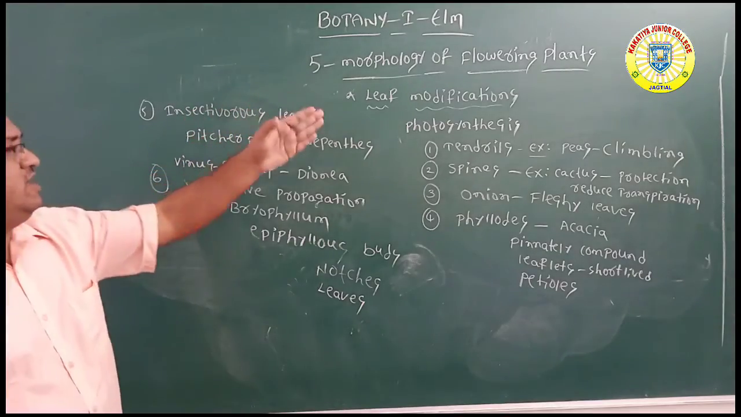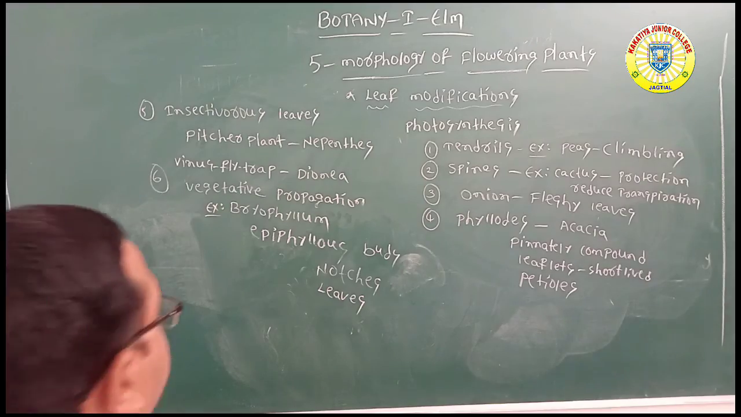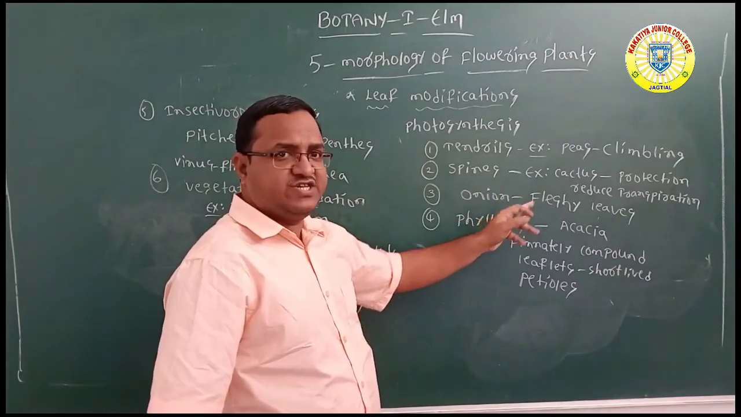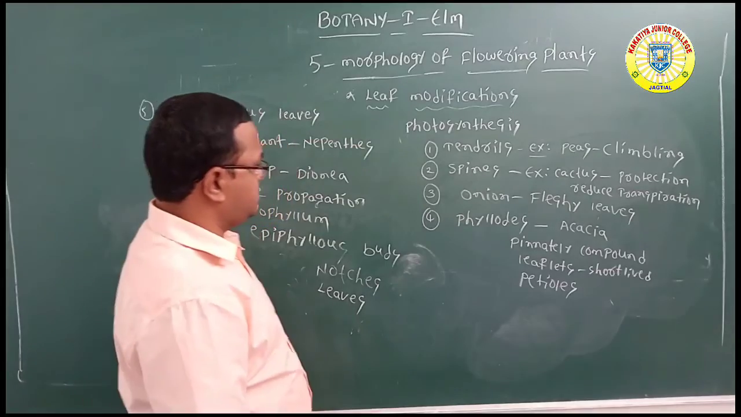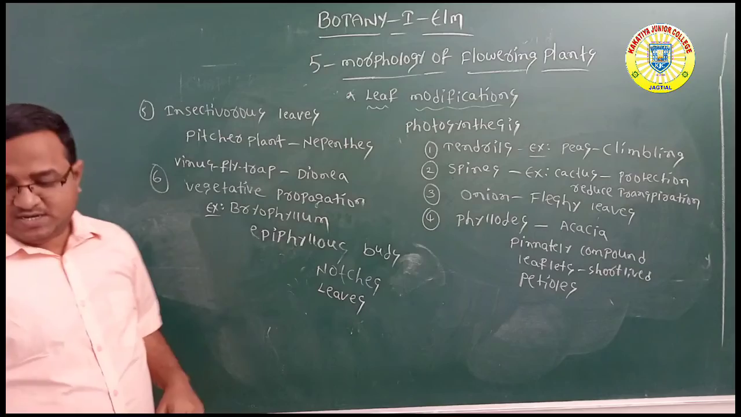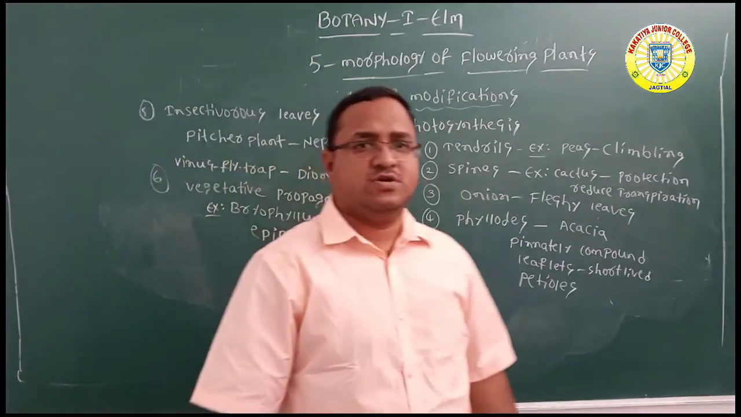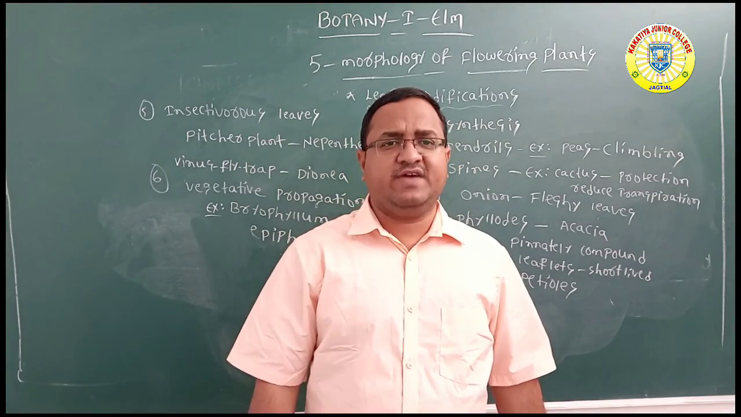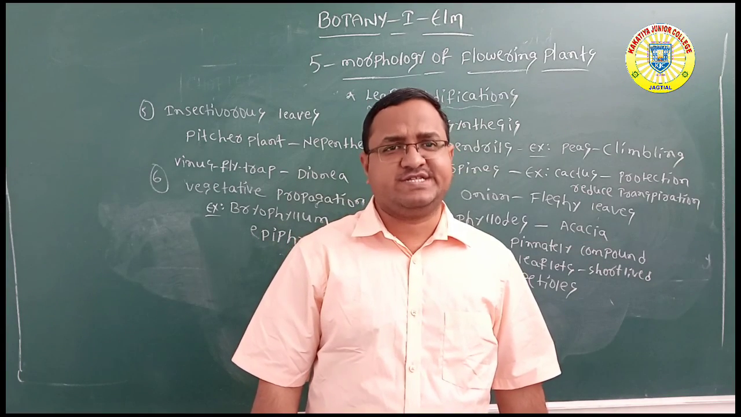So these are all the leaf modifications which we have discussed so far: tendrils, spines, fleshy leaves to store food in onion, phyllodes, insectivorous leaves, and vegetative propagation. Today we discussed types of leaves, phyllotaxy, and leaf modifications. In tomorrow's class we will discuss inflorescence. Okay.